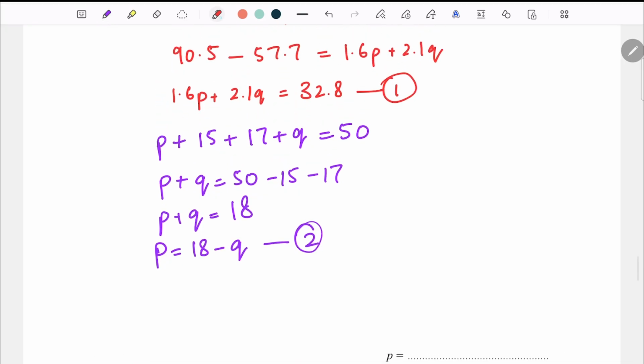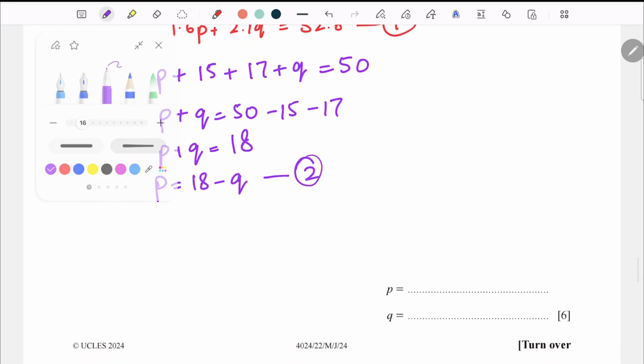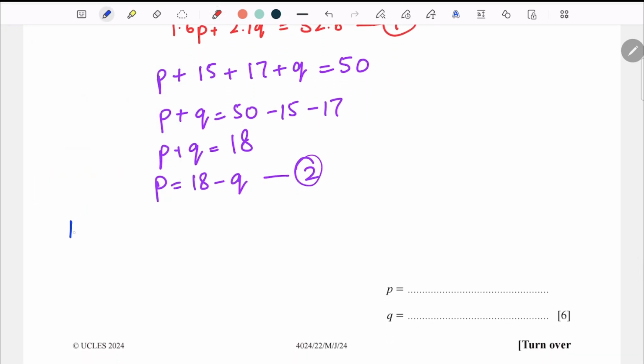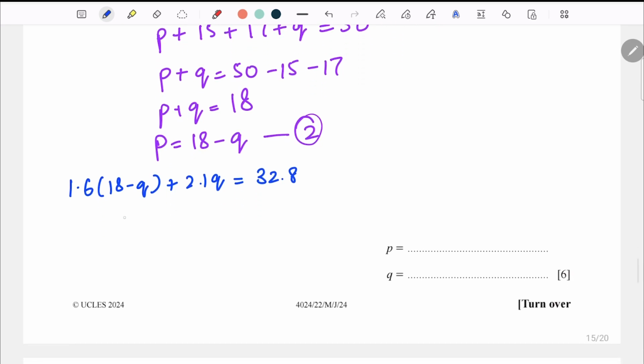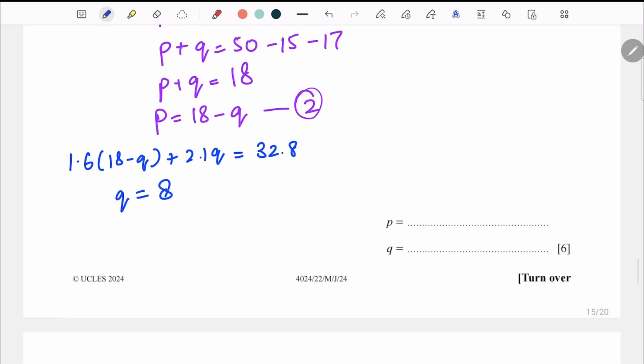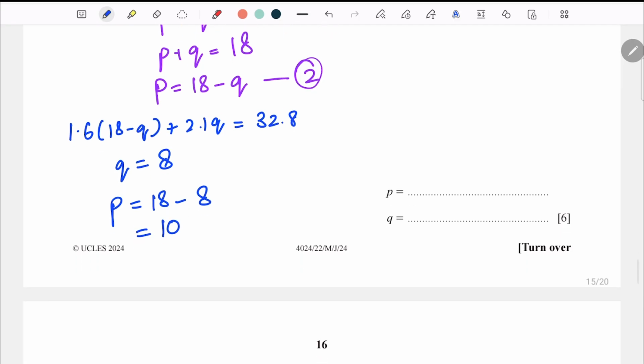I'm going to substitute this equation of p into this equation. So 1.6 into 18 minus q plus 2.1q is equal to 32.8. When I solve this, the value of q will be, q is equal to 8, and for p, p is equal to 18 minus q, q was 8, so p is equal to 10. Final values will be p is equal to 10 and q is equal to 8.